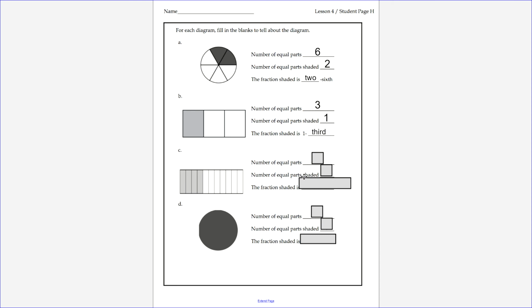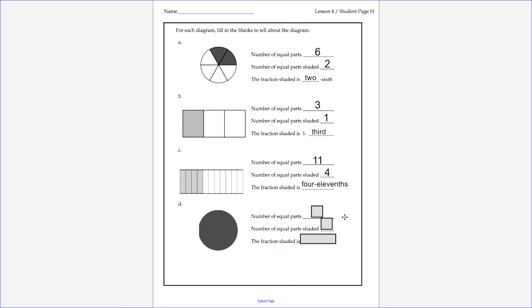Go ahead and look at figure C. What is the number of equal-sized parts? Count carefully. You're right. There are a total of 11 equal-sized parts in this unit. How many of those equal-sized parts are shaded? You're right. 4 parts are shaded. So the fraction that's shaded is 4/11.